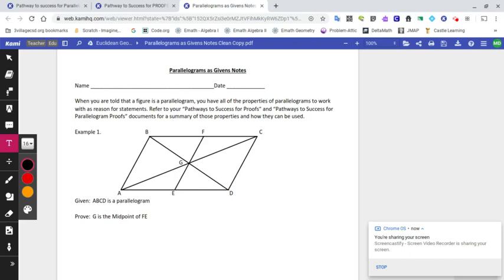Hello, ladies and gentlemen. All right, so we're going to be moving on from triangles now. We're going to move on to some quadrilateral proofs, starting off with parallelograms.